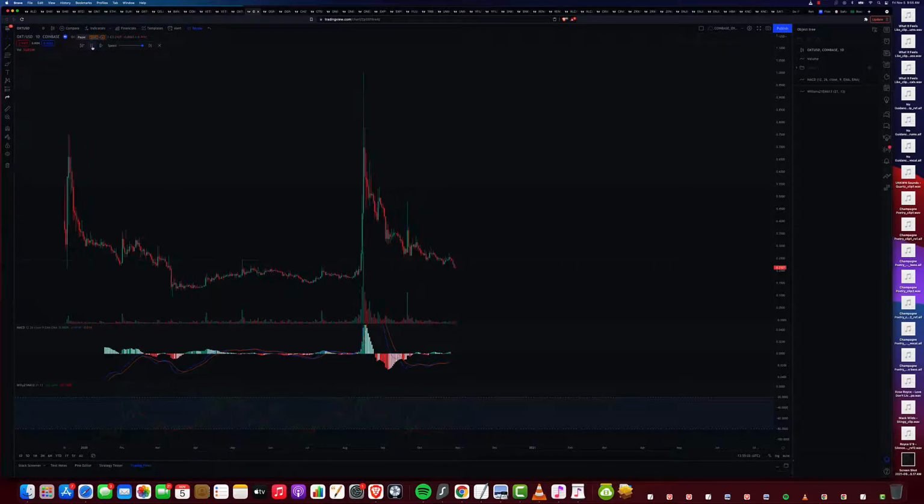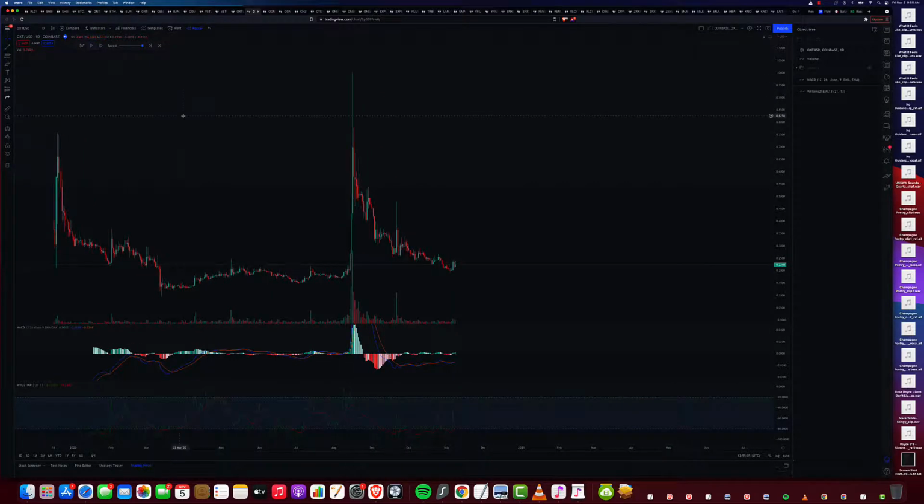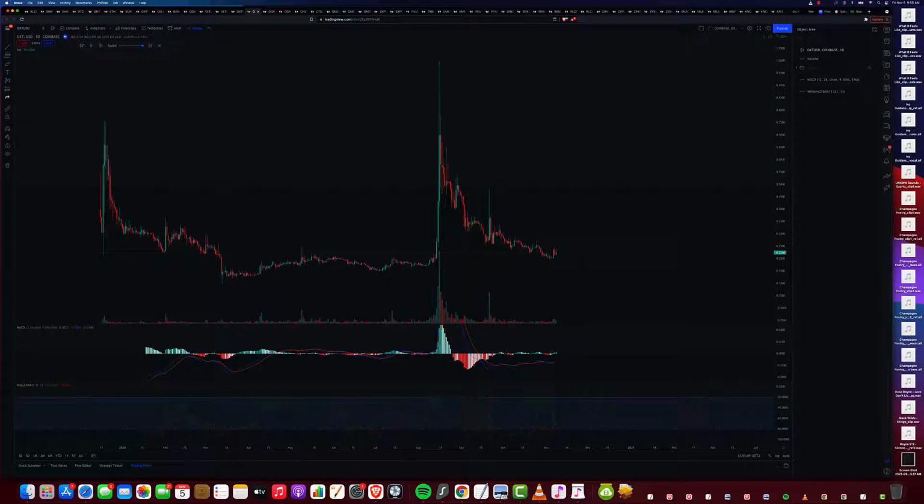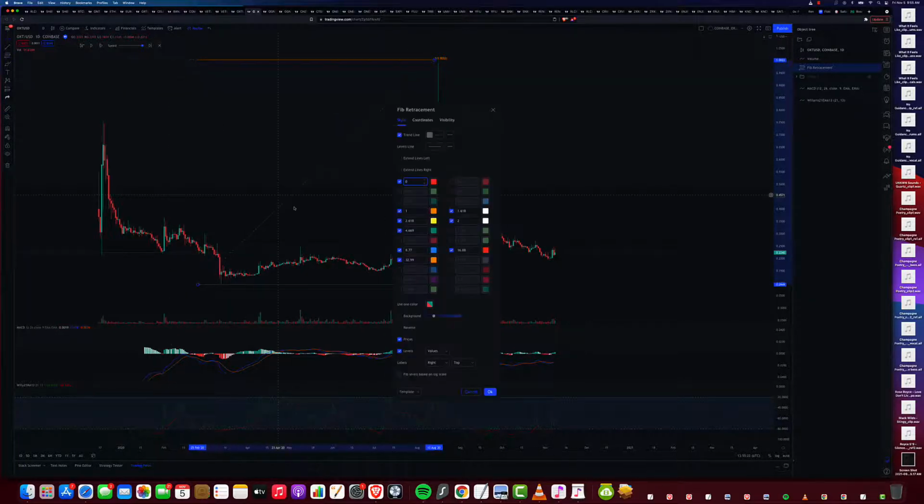Okay, so if we pause it right there, a few things happen. If we go back into our previous tutorials, let's go to the fib and see what's a good level for us to think about going long from. Okay, so that's that. Click here, go to our template, and make sure we put in that 0.886.